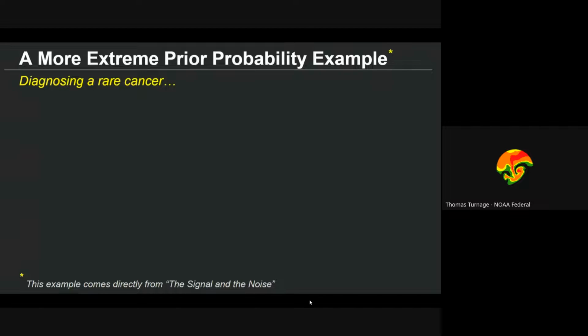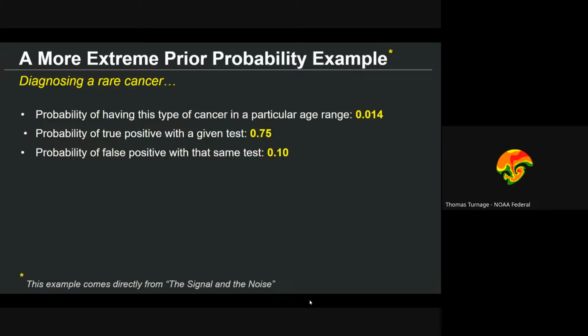All right, it becomes evident that the posterior is sensitive to the prior probabilities, the background probabilities. This is where it can be really evident. So if you're forecasting something rare, that is where there can be a lot of sensitivity. And so let's say that we're trying to diagnose a rare cancer that for this particular type in this particular age range, there's about a 1.4% chance of any person having it. The probability of having a true positive with a given test is 0.75.